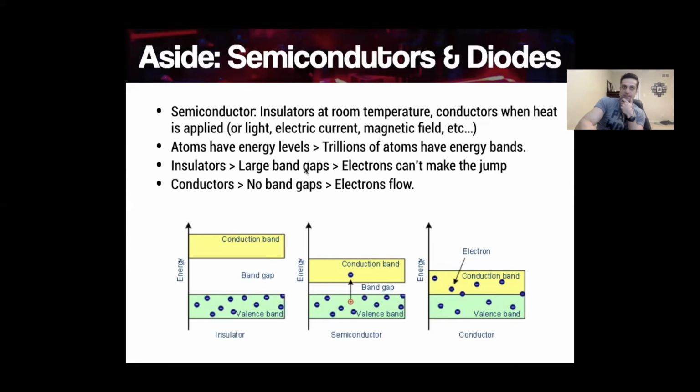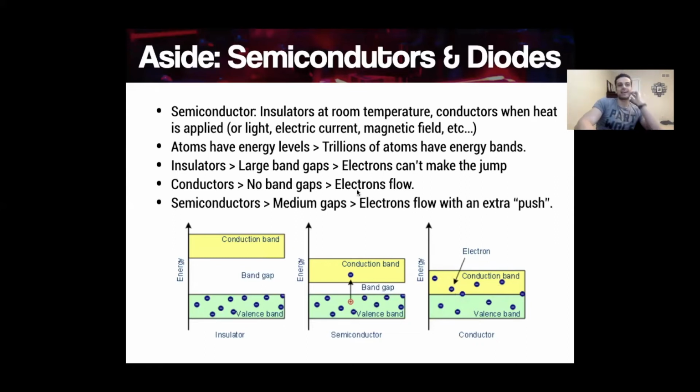So the insulator has a large band gap, and electrons can't make this jump. Conductors, no band gap. Semiconductors, there's a medium gap. And so the electrons can flow, but they just need a little extra push. So that's a semiconductor.